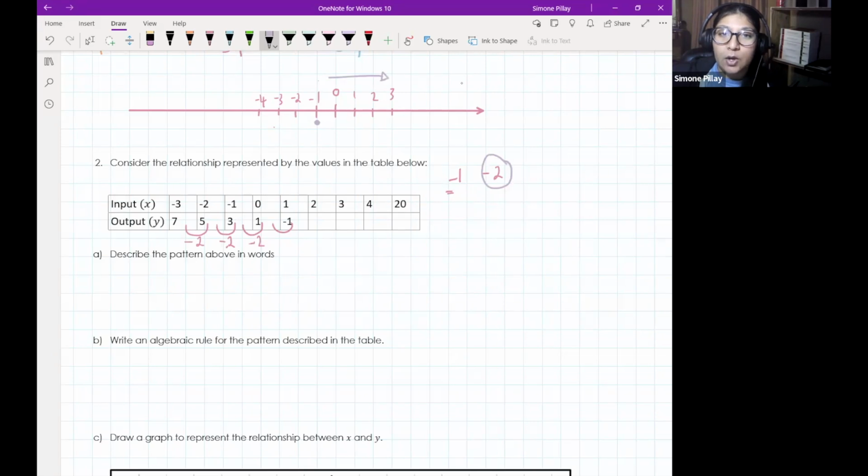When I do subtraction, do I go to the left or do I go to the right on my number line? I go to the left. When we're adding, we go to the right. So I start at -1 and I have to go to the left twice because I'm subtracting 2. And where do I end up? At -3. Okay, now that we know that, can you do the next two for me?